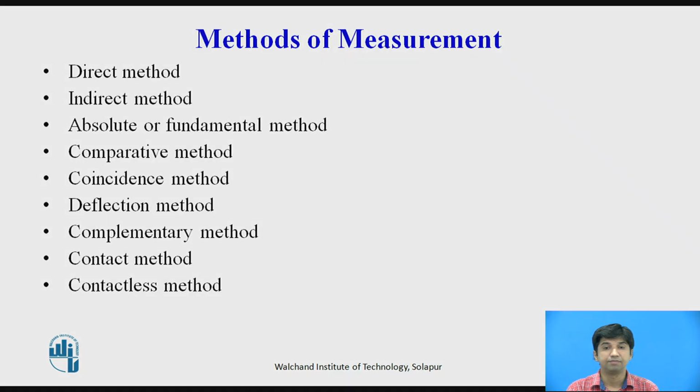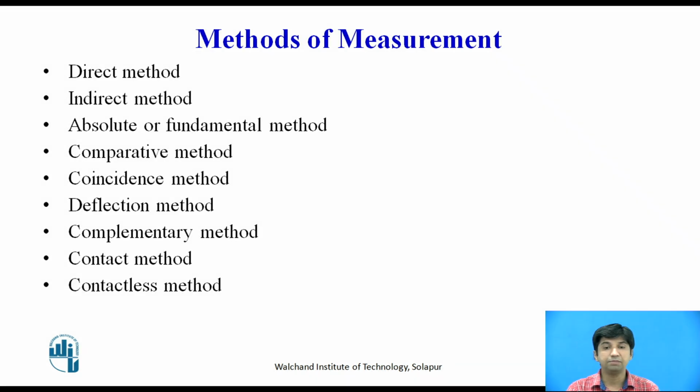Complementary method. In this method, the value of the quantity to be measured is combined with a known value of the same quantity. The combination is so adjusted that the sum of these two values is equal to the predetermined comparison value. For example, determination of the volume of a solid by liquid displacement.